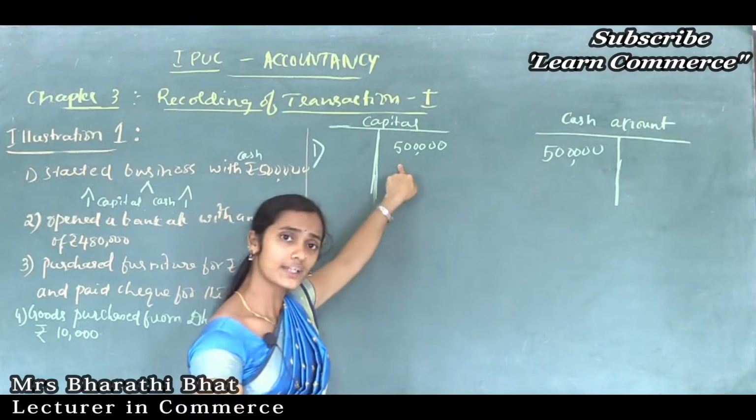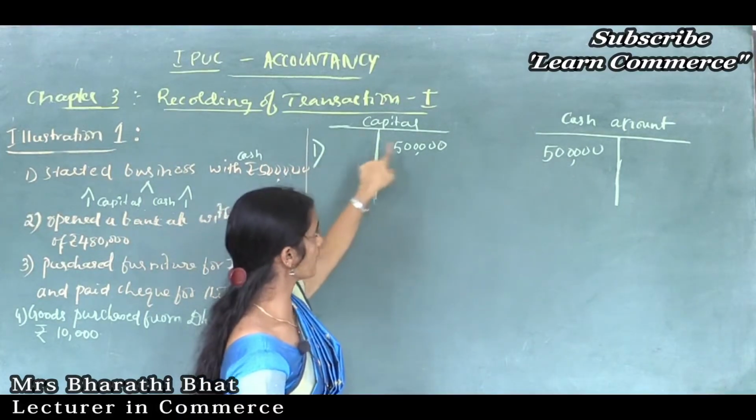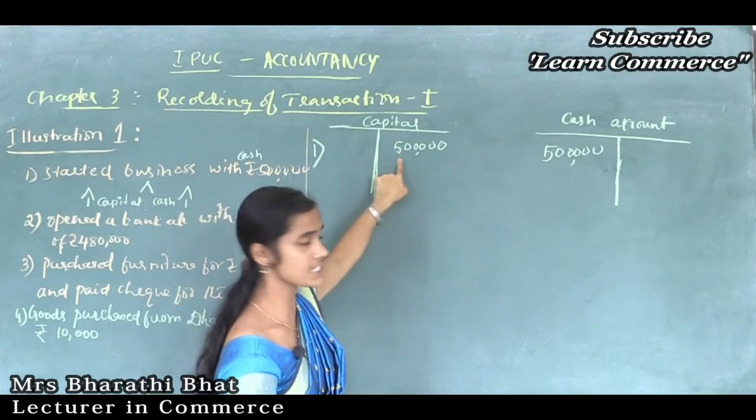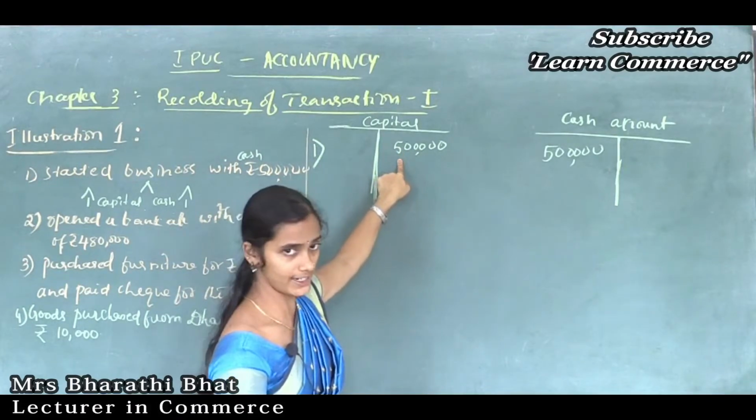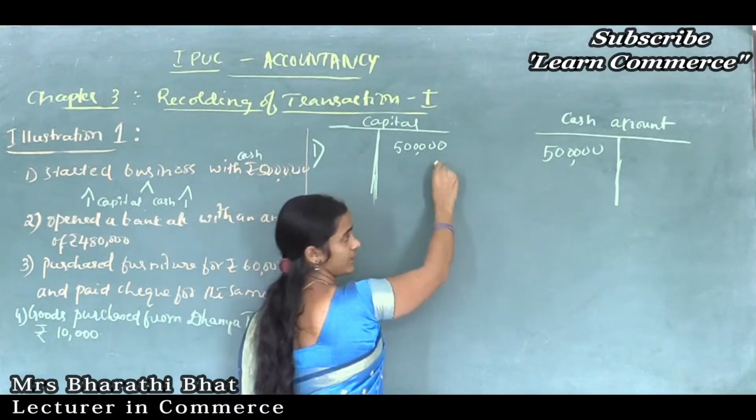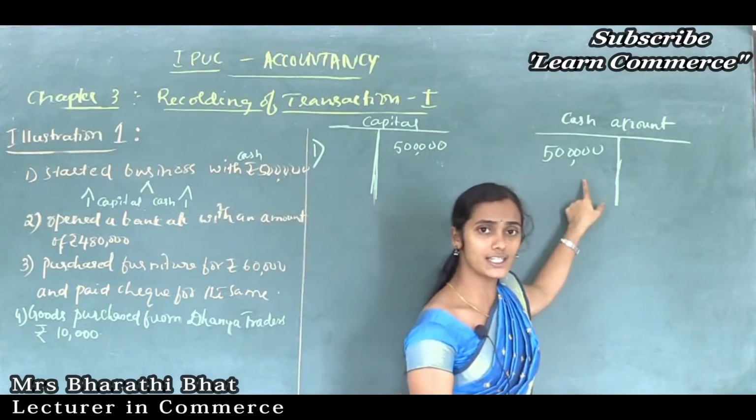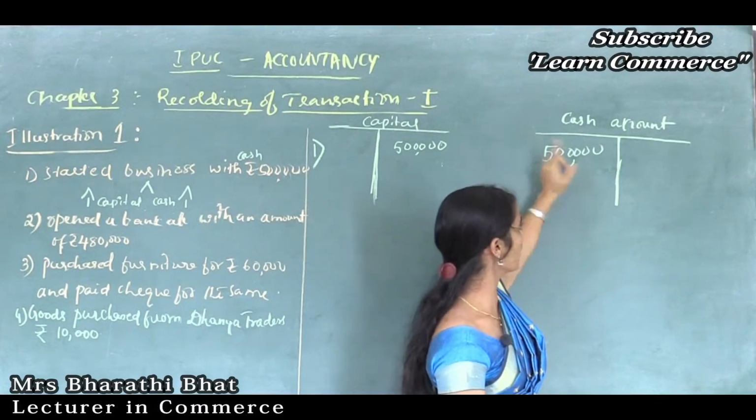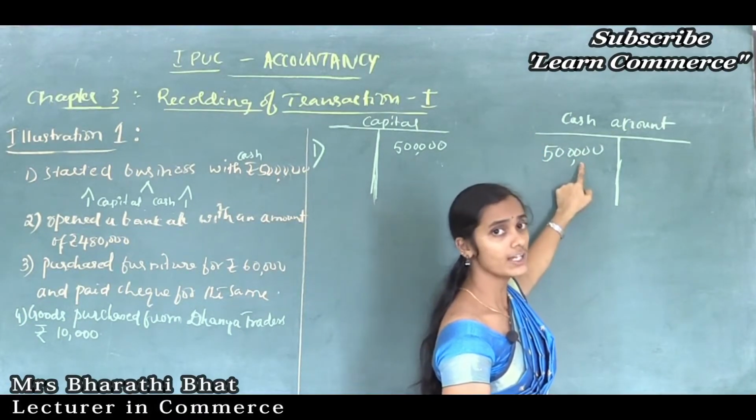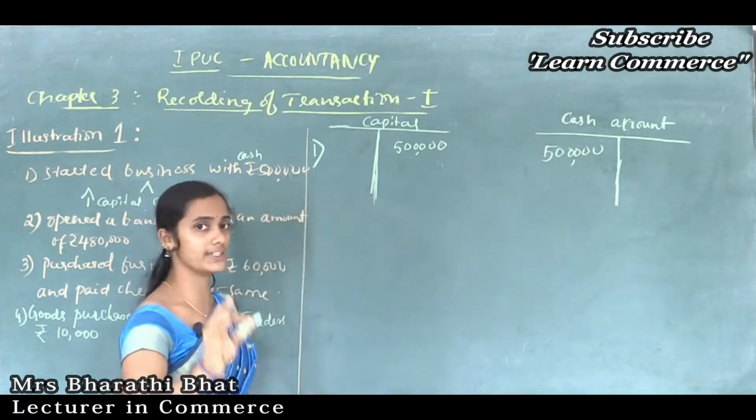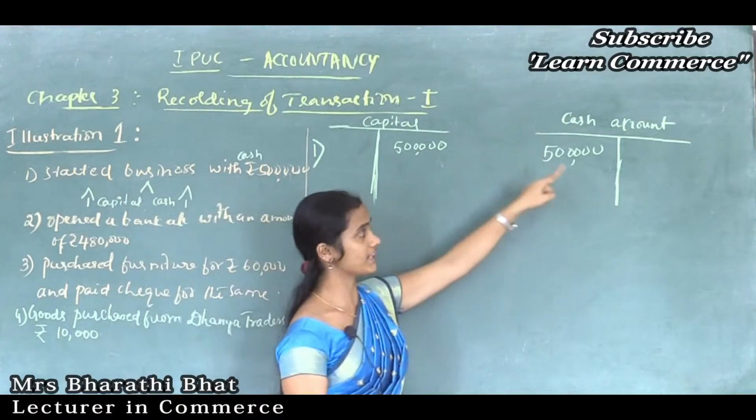Correct, right? So increases, according to the rule, just apply the rule here. Increases in capital is to be credited. This side is the credit side, so we record the credit amount here. And increases in asset is to be recorded. This side is the debit side, so we record 5 lakh here because increases in asset is to be debited. This side is debit, that side is credit.